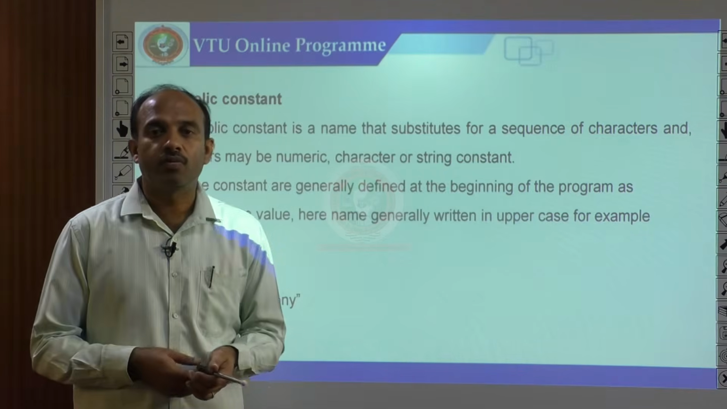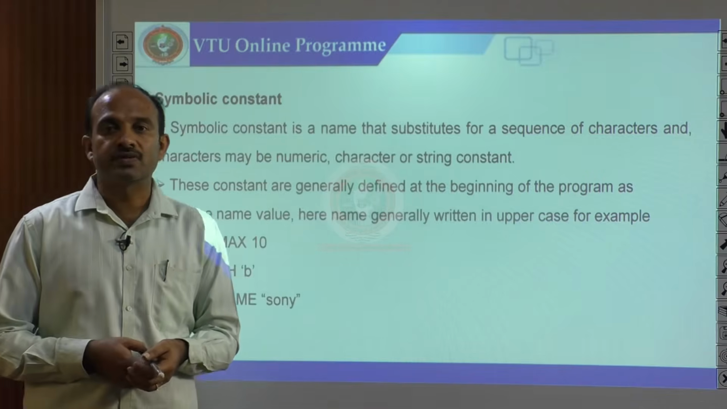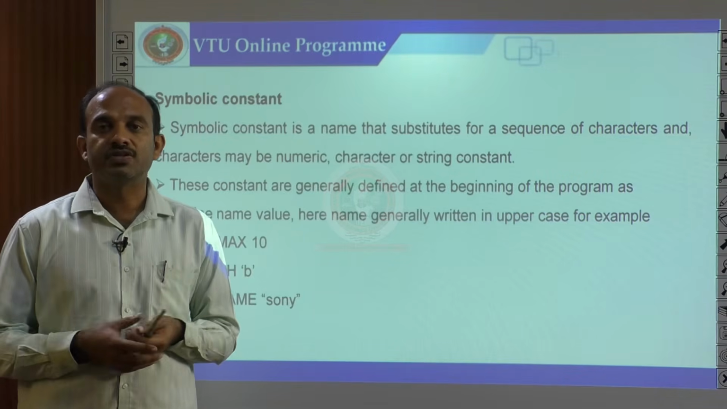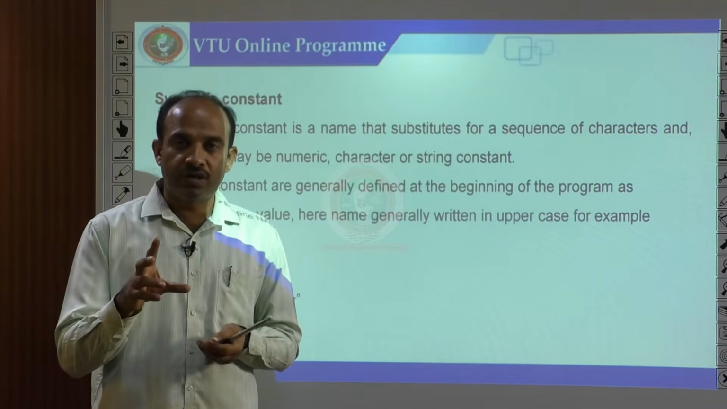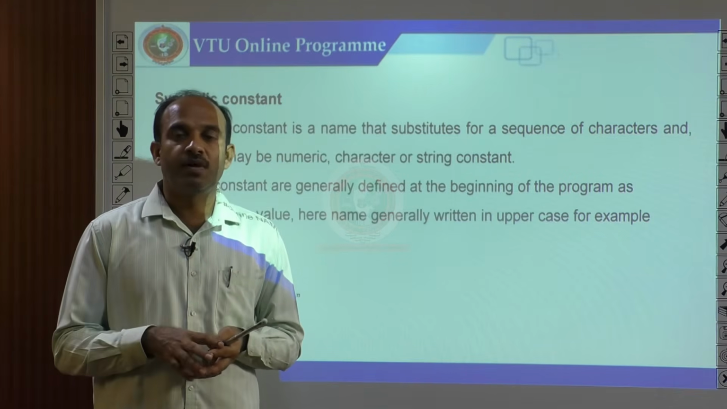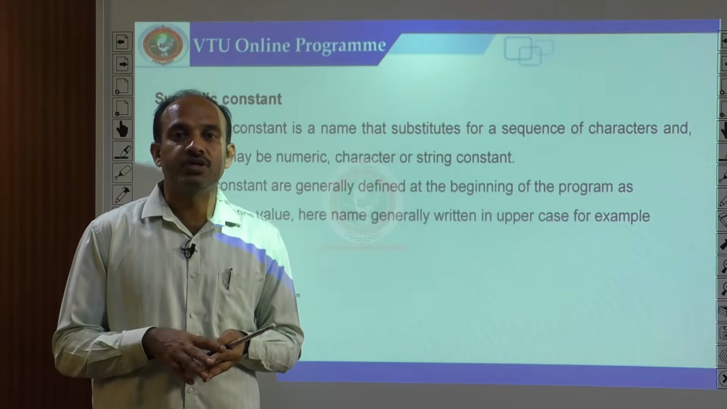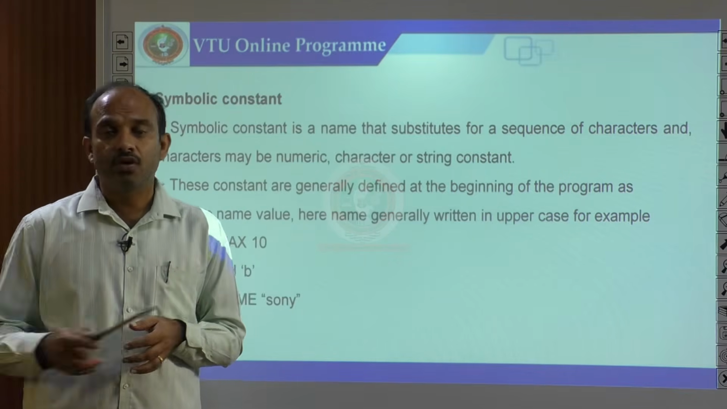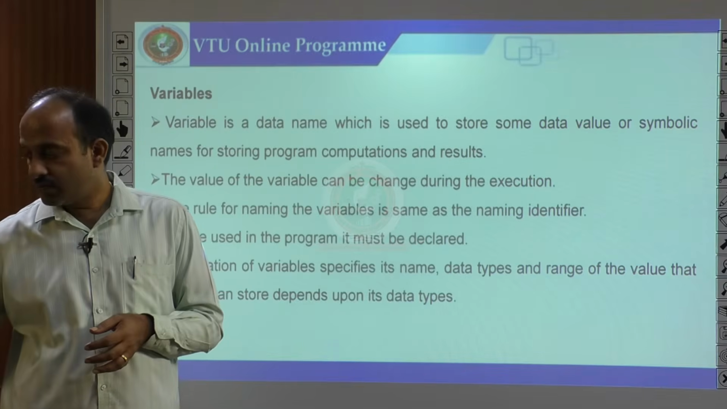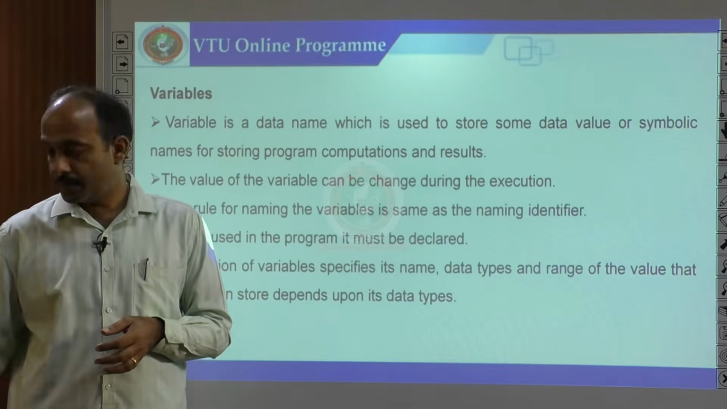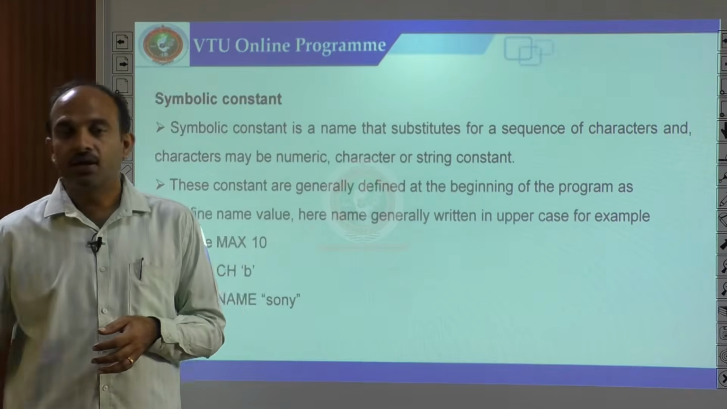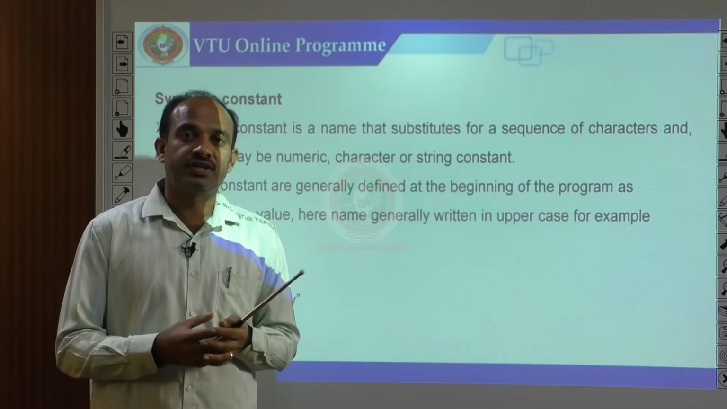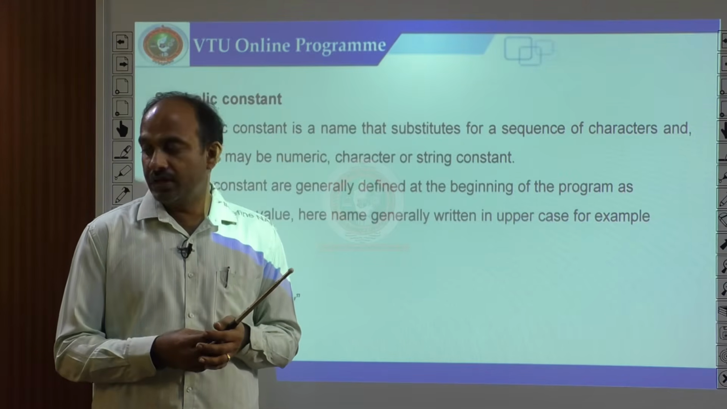Going forward in your program, wherever you use MAX, it will be understood as 10. Whenever I use NAME, it is understood as Sony. So always keep in mind that symbolic constants need to be defined using the #define keyword, and that should be at the beginning of the program. That is what a symbolic constant is. So this is the idea behind what a constant is, the types of constants, and so on.